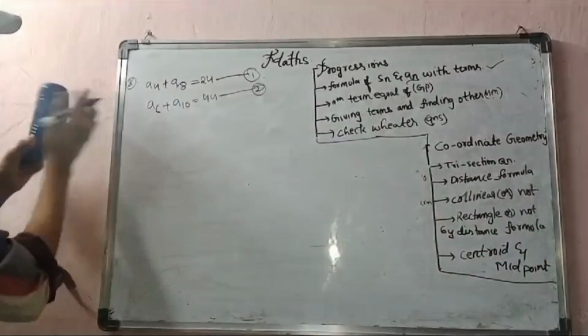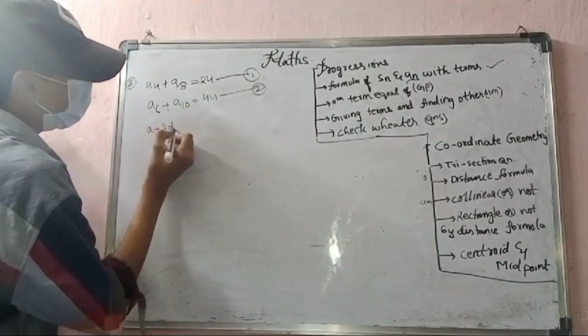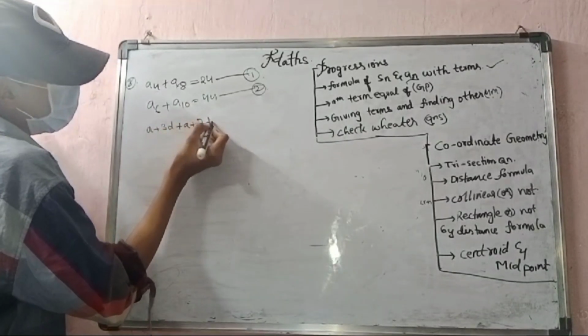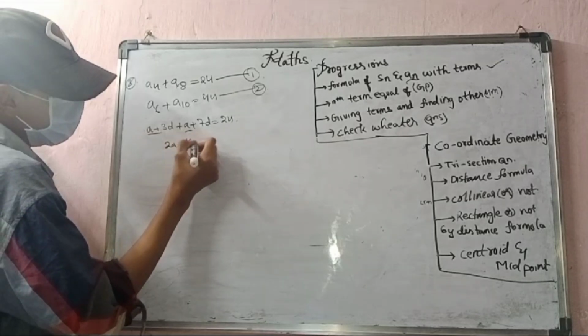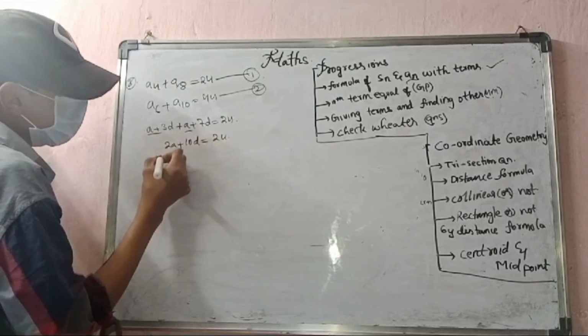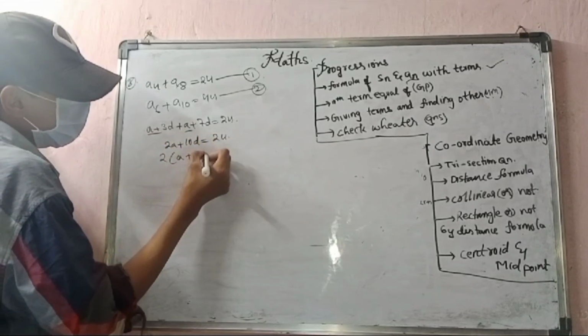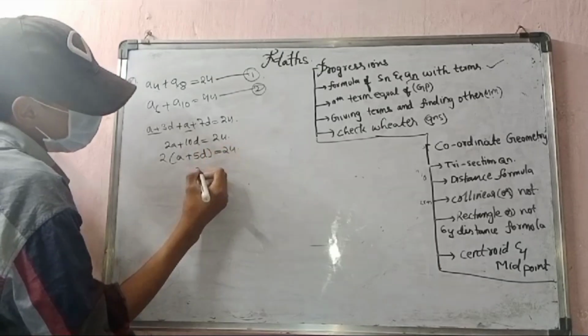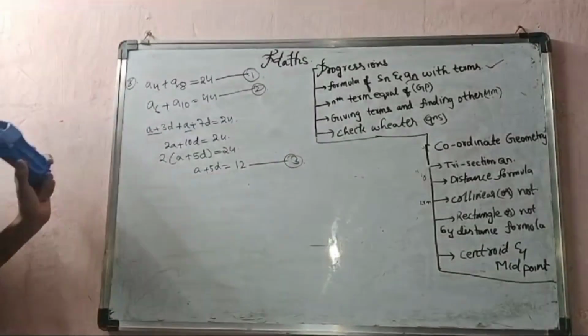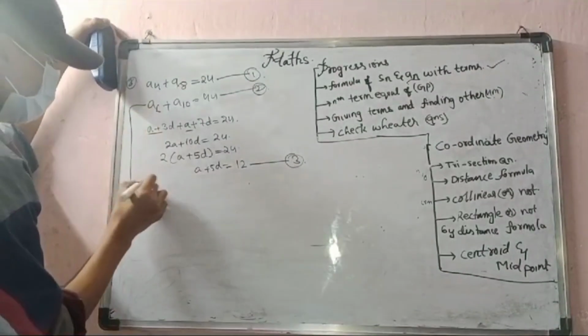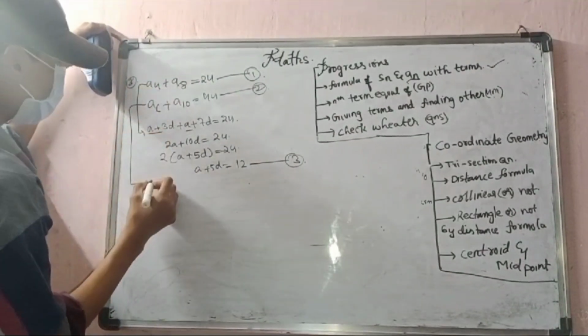Okay, now here A4 is there. How can we write? A plus 3D plus A plus 7D equals 24. Okay, now A plus A, 2A plus 10D equals 24. Okay, now taking 2 common, 2 into A plus 5D equals 24. Now A plus 5D equals 12. Take this as equation 3. Clear? Similarly, this also.